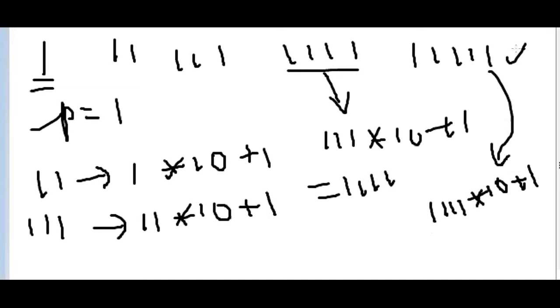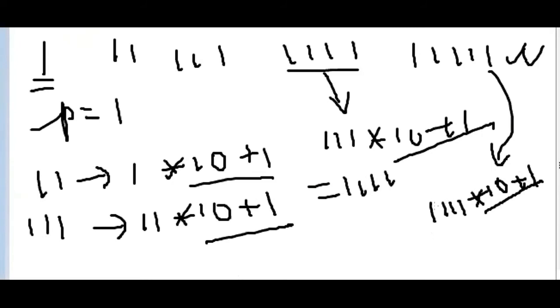Then we get 5 ones. So this is basically how we solve this particular series. If you look at this particular method, this is always the same. We are always multiplying with 10 and adding 1. Always multiply with 10 and add 1.